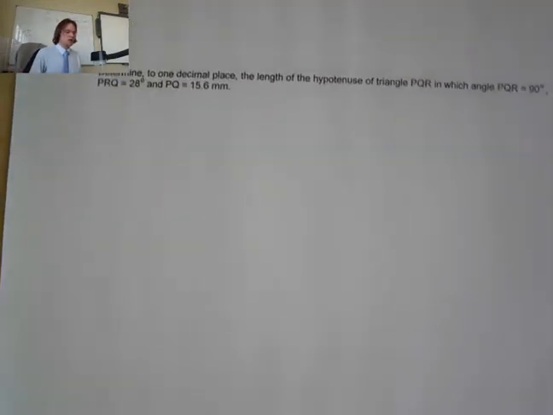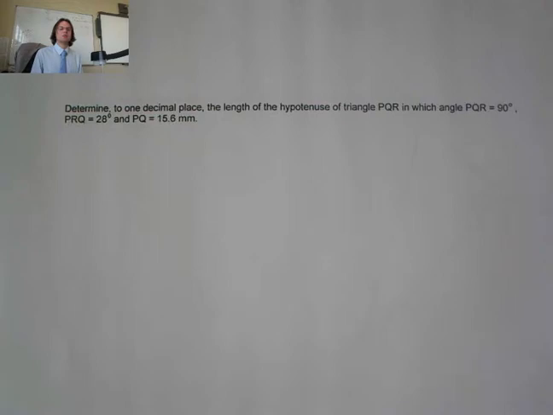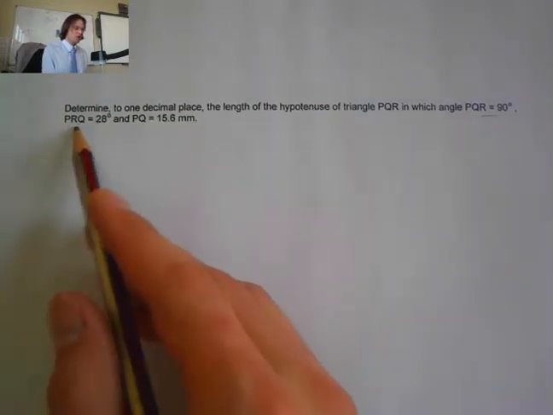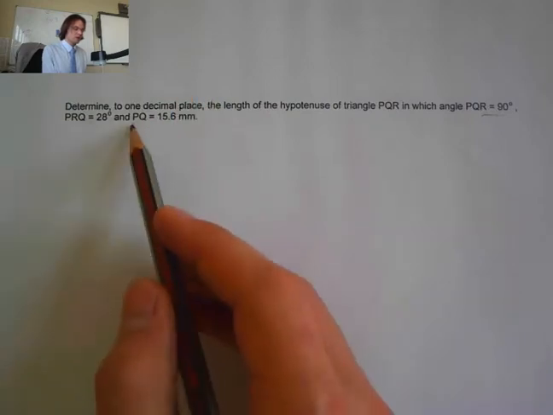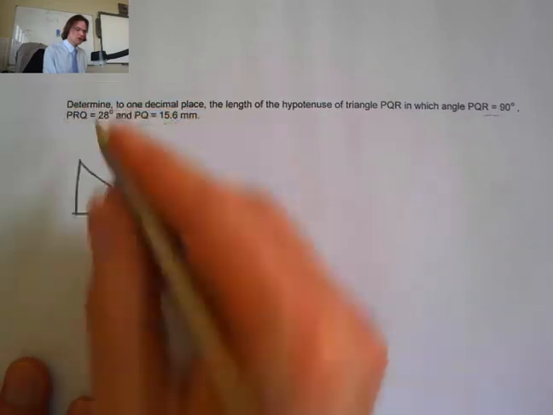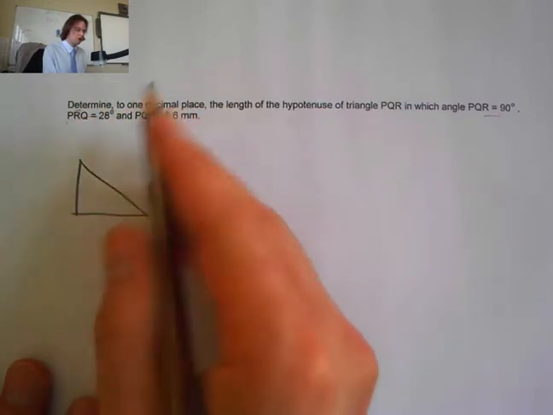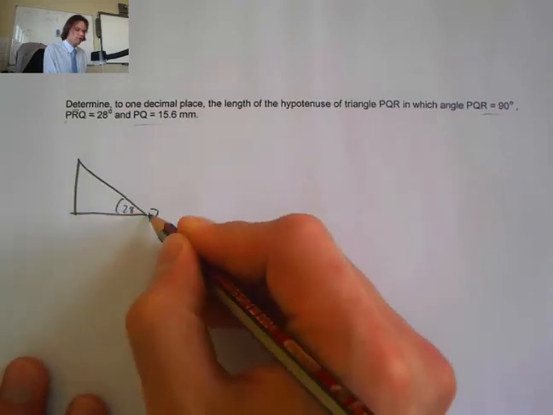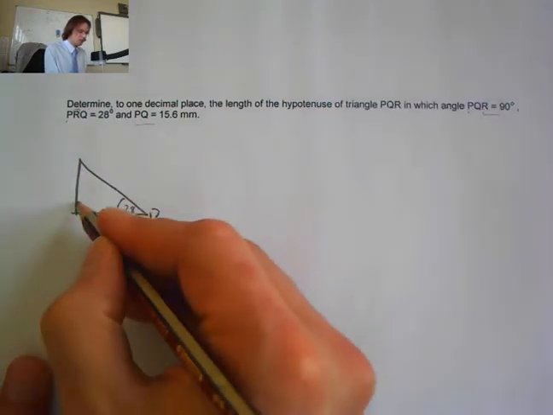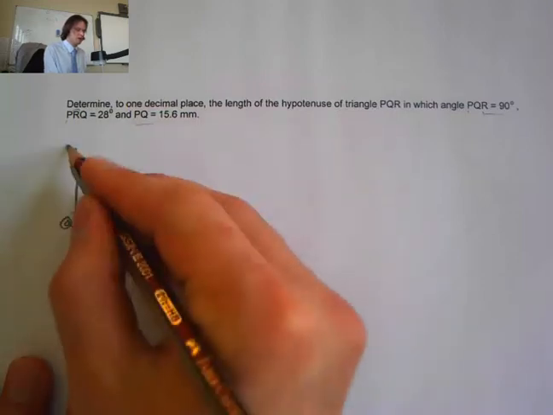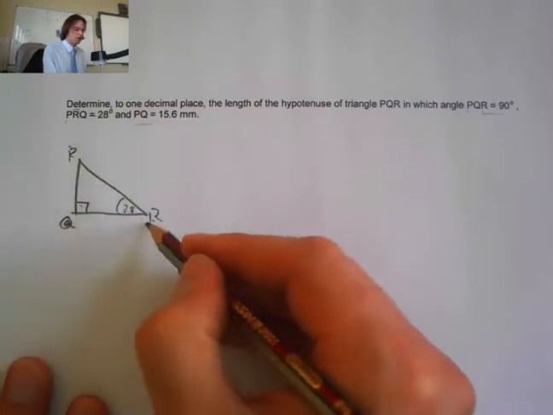Okay, our next question says, determine to one decimal place the length of the hypotenuse of triangle PQR, where angle PQR is equal to 90 degrees, and PRQ is equal to 28 degrees. Okay, so let's just draw my triangle. So angle R, PRQ, is 28. I'm going to put this 28. So this will have to be R. PQR is 90, so this must be Q, and this must be P. So PQR, yep, 90. PRQ, 28.